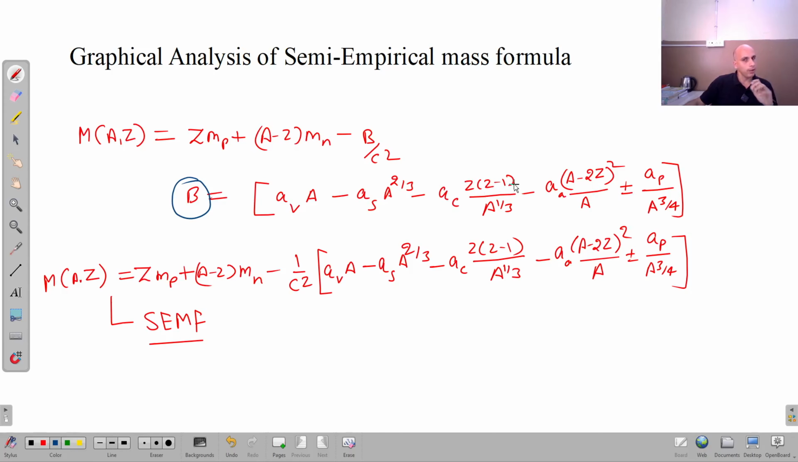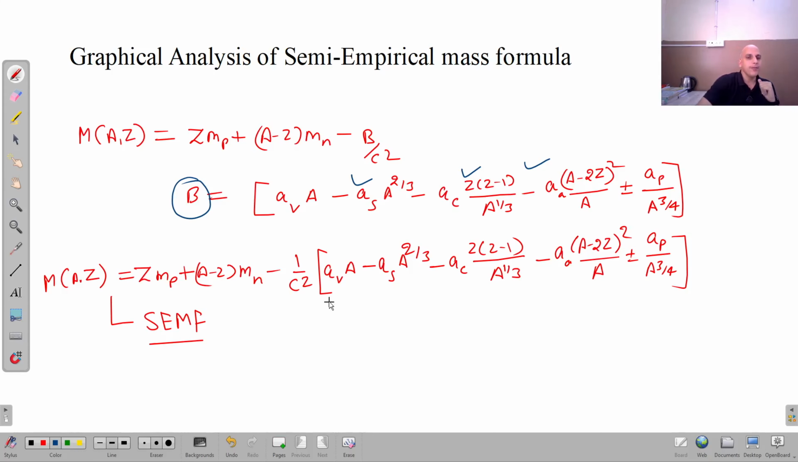If we look at all these terms, then except the volume energy term, all other terms reduce the stability of the atomic nucleus, except the pairing energy term. It can increase the stability if it is positive, and it is positive for even-even nuclei. It can be 0, it can be negative. But the other three terms, this one, and this one, they are negative. They are reducing the stability, they are decreasing the binding energy.